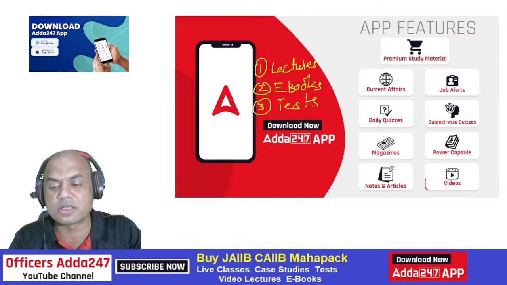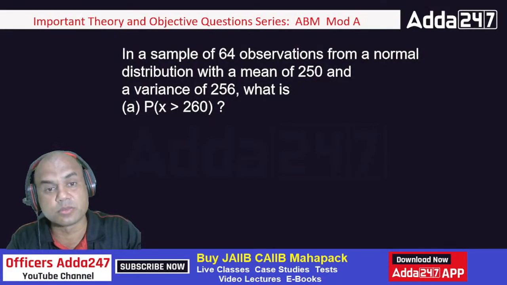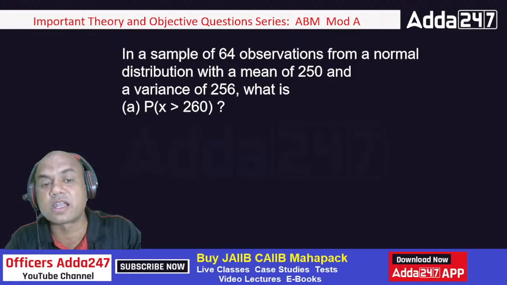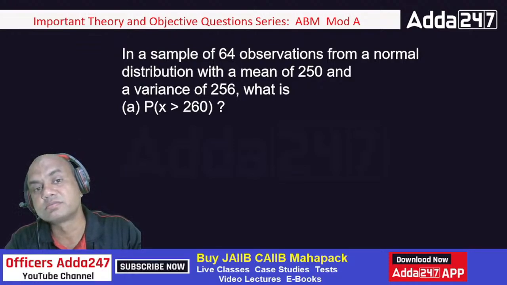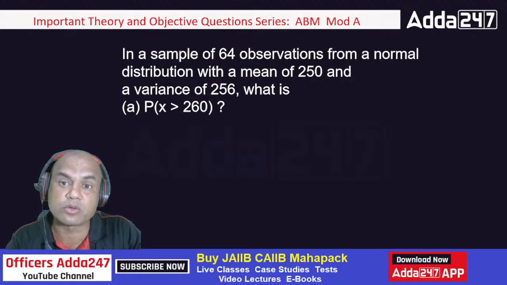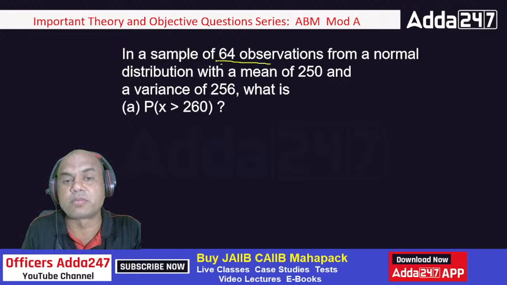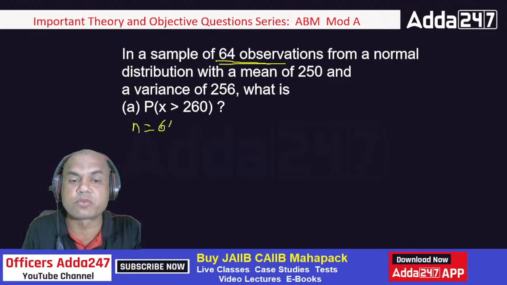Download this app immediately. Now the last numerical. In a sample of 64 observations from a normal distribution with a mean of 250 and a variance of 256, what is the probability that x is greater than 260? This is not the same one which I took earlier; this is different. For this, I'll give you some hints. Whenever you have the number of observations, this is known as small n. Small n equals 64.